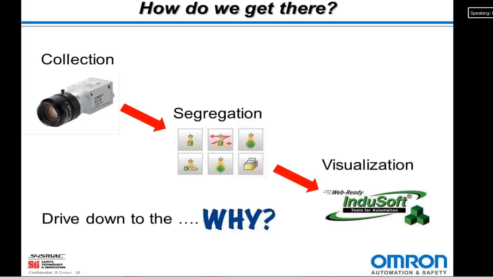So how do we get there? We talked about collection. Segregation is the next part. So not just what's failing, why is it failing? What are the specific characteristics? We can tell you that. By the way, we can tell InduSoft that, and then InduSoft can display it.